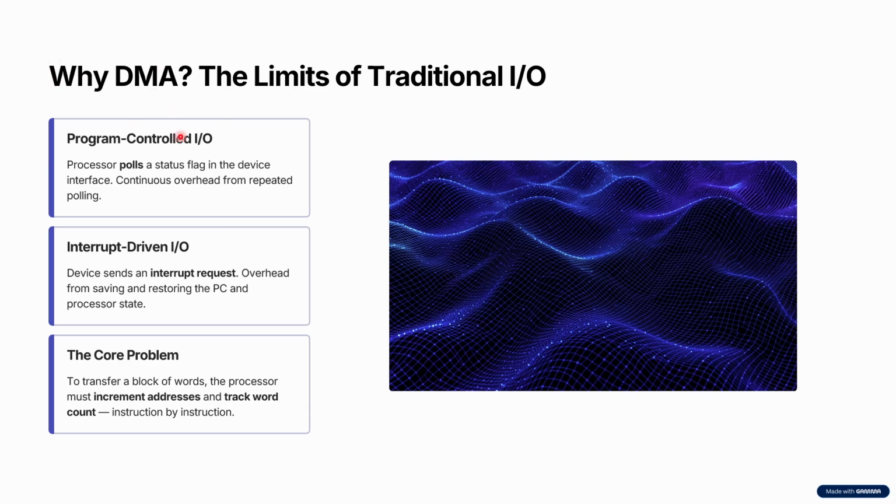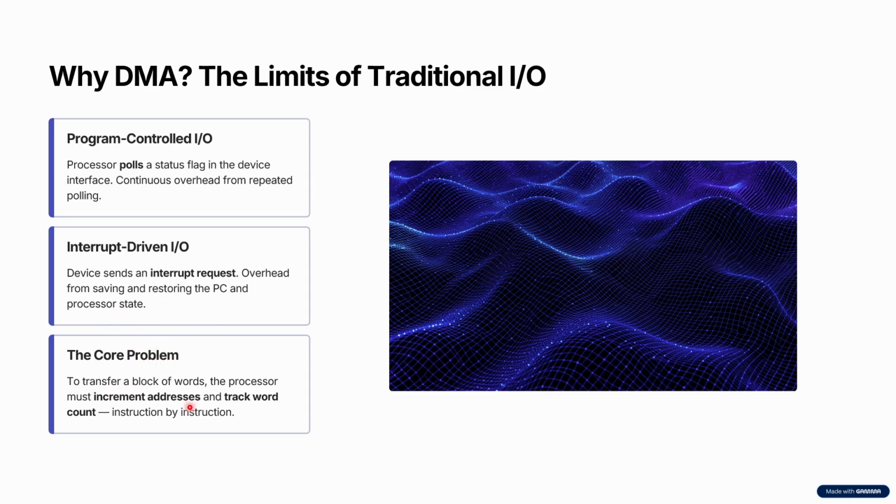So why are we going to DMA? The limits of the traditional input output, as we saw in the previous classes: in program controlled input output, the processor polls a status flag in the device interface, so there will be a continuous overhead from the repeated polling. And the next is interrupt driven input output. The device sends an interrupt request, and the overhead is created from saving and restoring the PC and processor state.